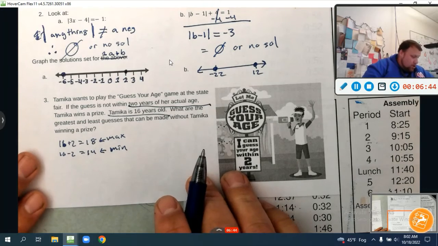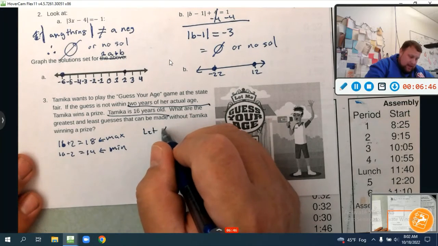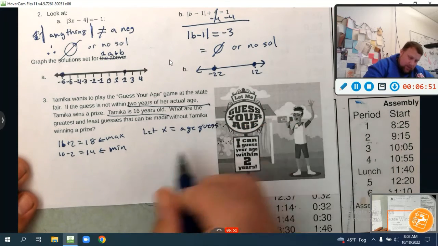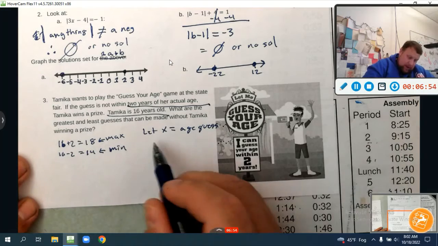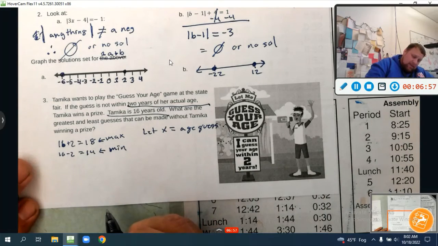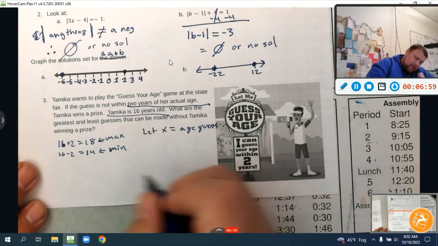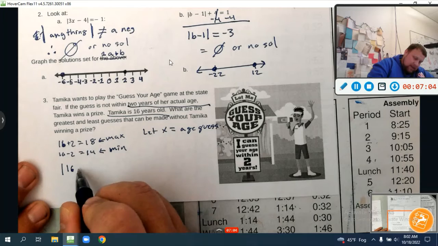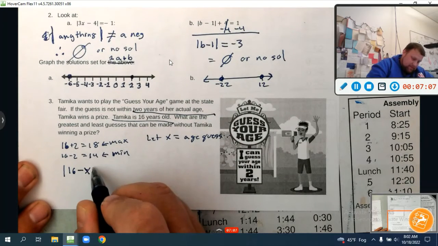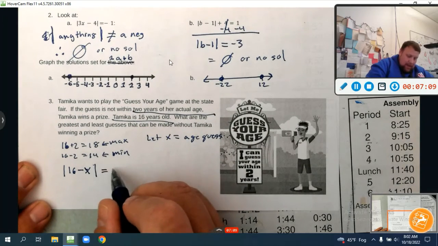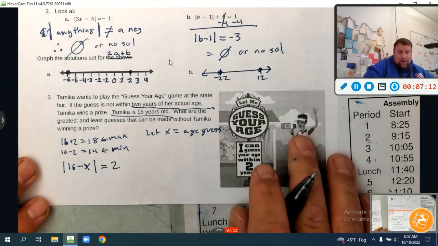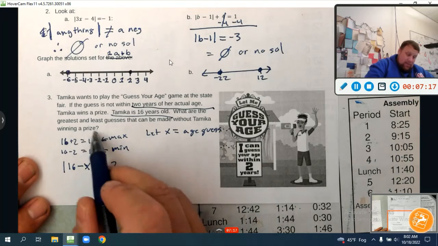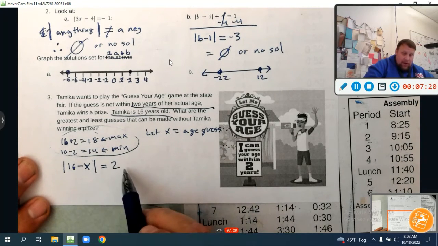Okay? So we're going to let X equal the age guess. Because we don't know what the guess is, right? It says, what are the guesses? So X equals the guess. And here's what I'm going to do. The absolute value of 16 minus X, and that should equal 2 if he's going to win and she's going to lose. Right? And here's how I prove that this works. Are you ready? If this is true, how do we solve this?